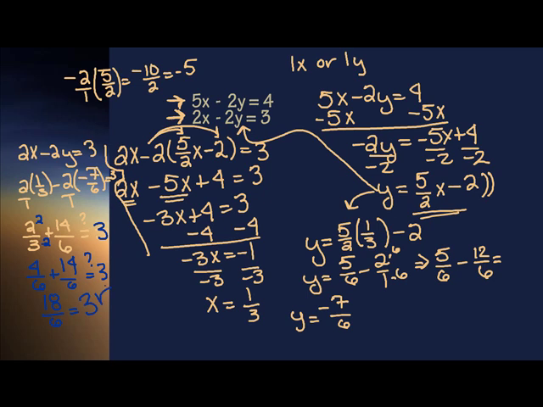So we must have done it right. So I'm going to write my answer way over here. I'm going to write it as an ordered pair. My x value is 1/3, and my y value is negative 7/6. Now remember, that means that if I graphed my two equations, this is where they would intersect.